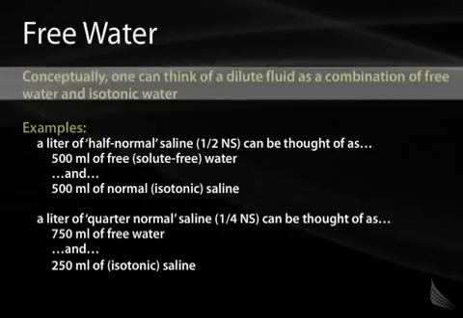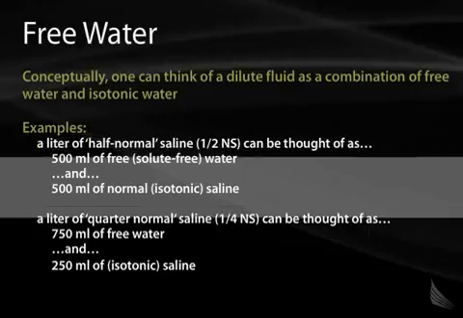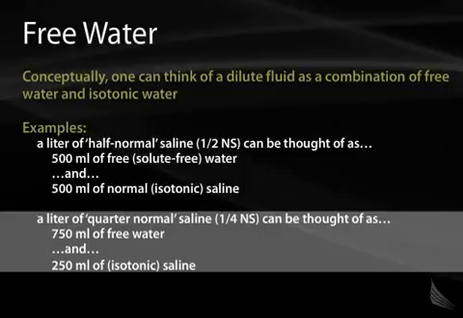Conceptually, one can think of dilute fluid as a combination of free water and isotonic solution. So, for example, a liter of half normal saline could essentially be considered half a liter of free water and half a liter of normal saline. Quarter normal also can be thought of in a similar fashion: 750 ml of free water and 250 ml of normal saline. It's important to conceptualize these when we think about how each of these solutions would be distributed in the total body fluid space.